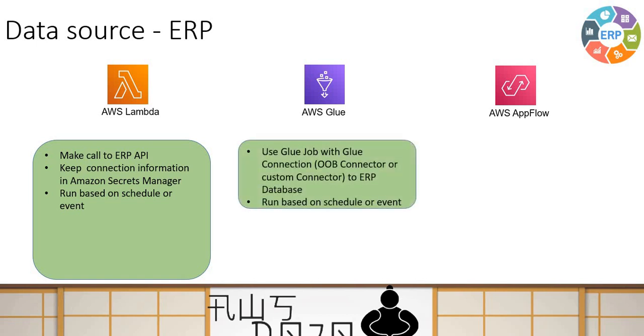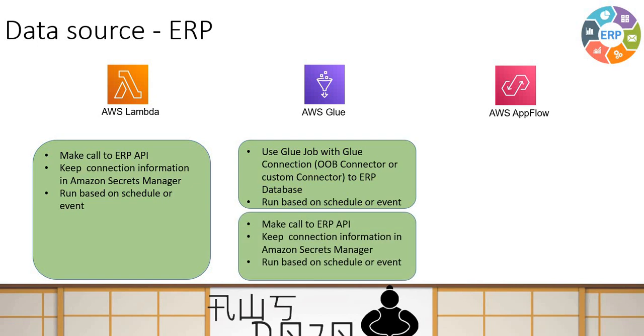Then comes Glue, and Glue can work in two ways. Glue can talk to the API similar to a Lambda function, or Glue can also talk to the ERP database, because generally ERPs are running in front of a database, and sometimes you can have access to the database, and in that case you can talk to the database directly.